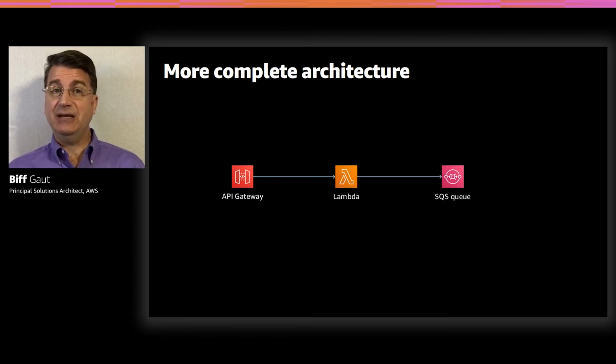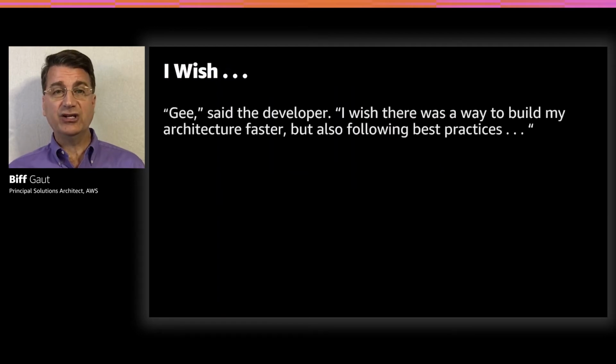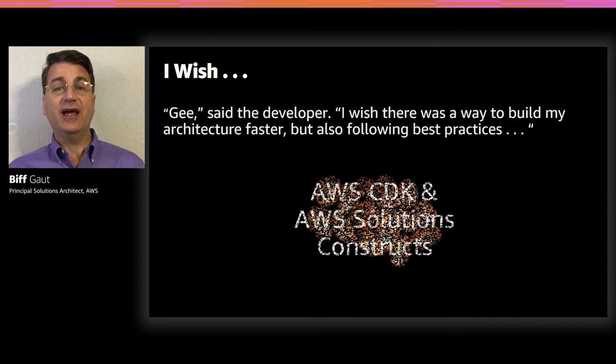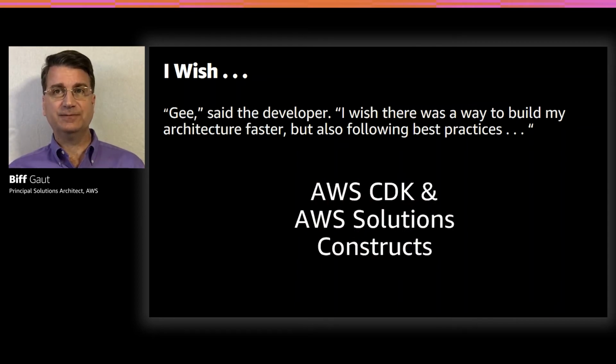Which leads us to the key part of any fairy tale, when the hero says, I wish. Gee, says our developer, I wish there was a way to build my architecture faster, but also following best practices. Now in fairy tales, this wish might be granted by some talisman or amulet, such as a handful of magic beans. In our fairy tale, those magic beans are the AWS Cloud Development Kit and the AWS Solutions Constructs.